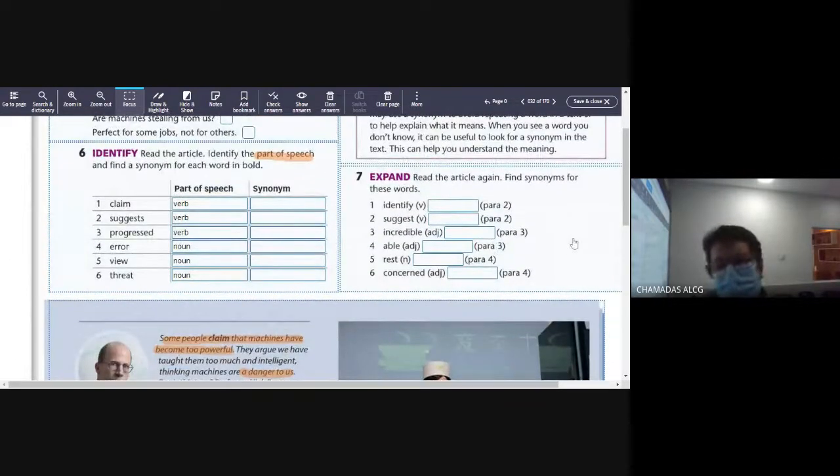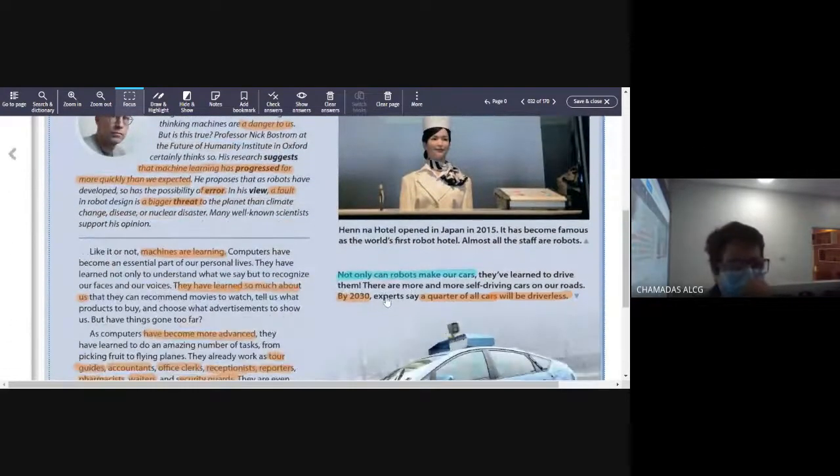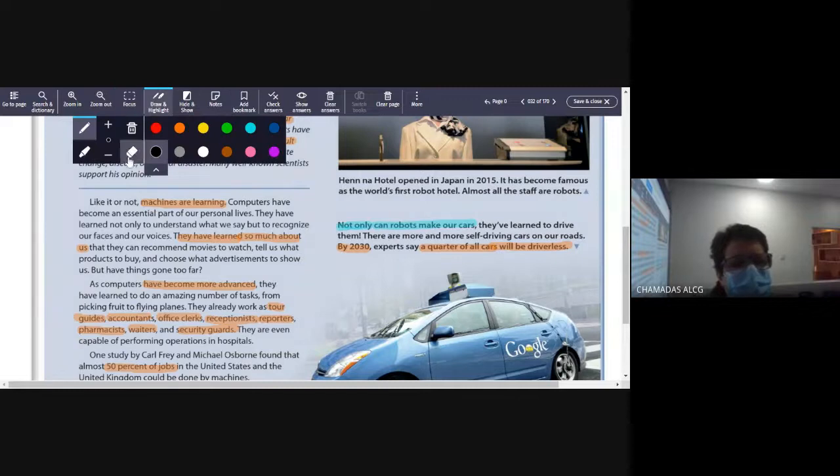Yes, have you found? Actually, this is not identity, this is identify. Identify, the verb, okay? My mistake, my bad. So, yes, I guess this word here is pretty similar to identify. So, recognize, okay? There you go.